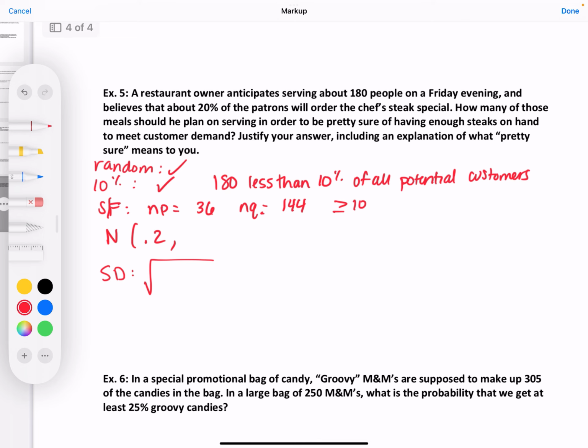So it'd be 0.44 times 0.56. Where'd you get 0.44? Oh, from the last problem. It's the square root of 0.2 times 0.8 over 180. And that would be maybe 0.16 over 180.